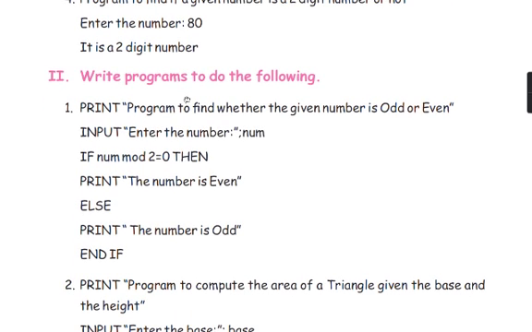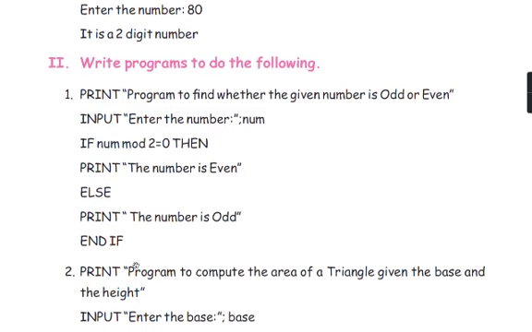Next, write programs to do the following. Write a program in Just Basic to find whether the given number is odd or even. So this is the program. Heading you can give, input, enter the number. If num mod 2, if the remainder is equal to 0, then we can say the number is even, else the number is odd.